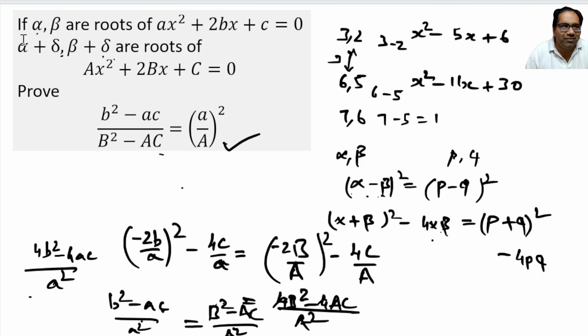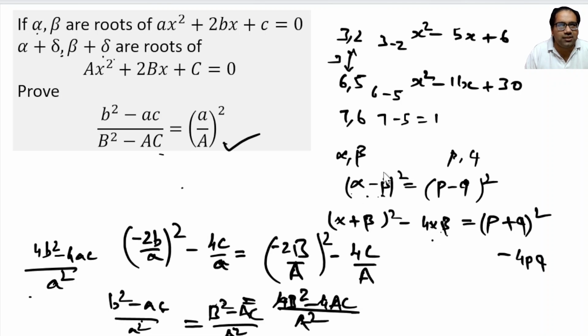Right. What we did was a very simple thing. When alpha plus delta and beta plus delta are roots of this equation, we just used the fact that the difference of roots in this case and the difference of roots in this case is the same. Now, how do we express the difference of roots, alpha minus beta? We can express it using the sum of the roots and the product of the roots.